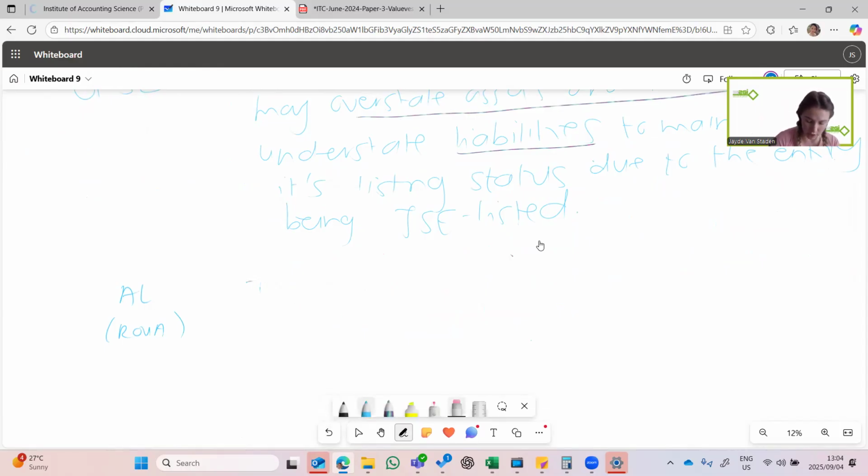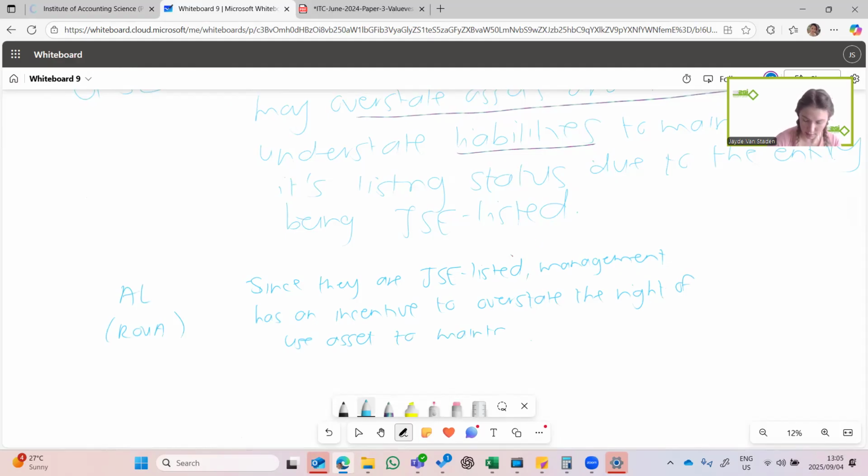Okay, so let's start with the trigger. Since they are JSE listed, management has an incentive to overstate the right of use asset to maintain the listing status. Okay, now I've turned it into an assertion level risk, but what did I say earlier?